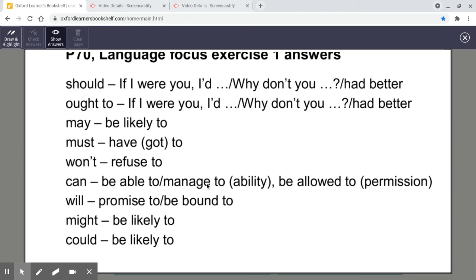Interesting one again, manage to. Manage to is normally when you do something, but it's not easy, okay? I managed to get a couple of tickets and they were the last 2 tickets available, okay? Something like that. To be likely to, also very interesting. Is it likely to rain later, okay? Send me your number because I'm likely to forget, okay?